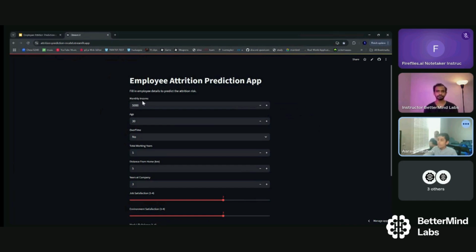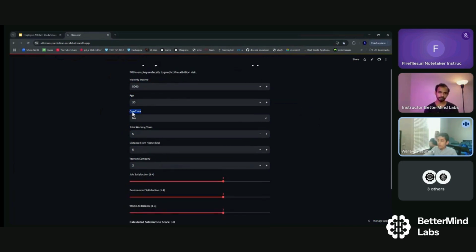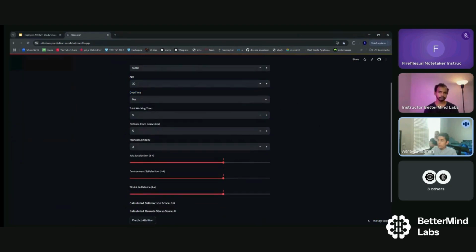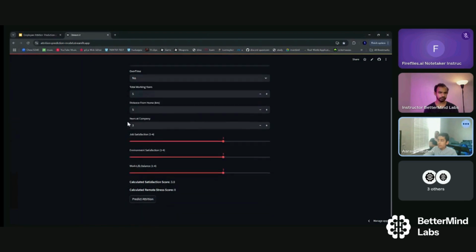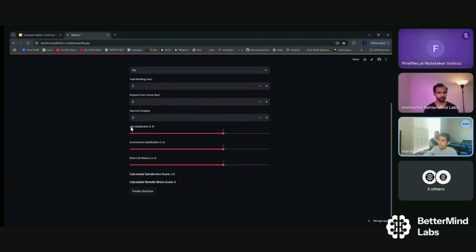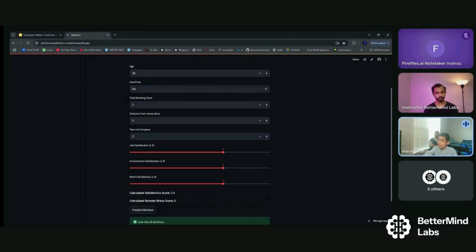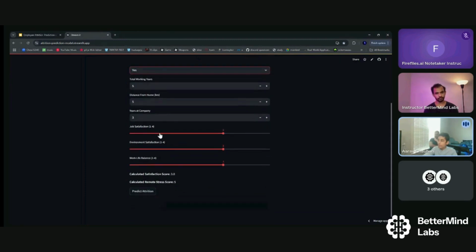Okay. So you can add the monthly income, age, overtime, total working years, distance from home, years at company, job satisfaction, environment satisfaction, work-life balance, and then it calculates the satisfaction score and the remote stress score. Currently, this is a low risk of attrition. Let's say if they do overtime and they're not that happy with their job, it will show a high risk of attrition.